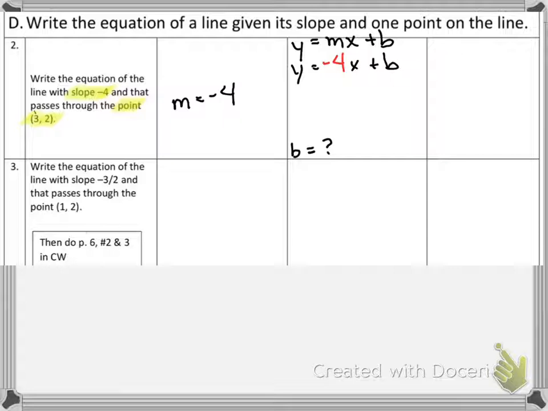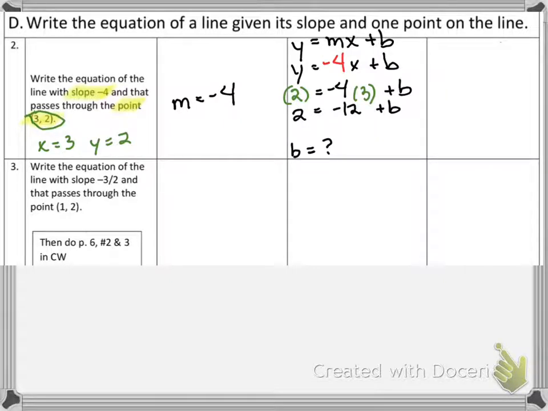So what other piece of information are we given? Well, we're also given this point (3, 2), which is saying that x is 3 and y is 2. I'm going to put those values in place of y and in place of x, and then I can solve for our y-intercept b. So we have 2 is equal to -12 plus b, and then we need to add 12 to both sides, and when we do that, we find out that b is equal to 14.